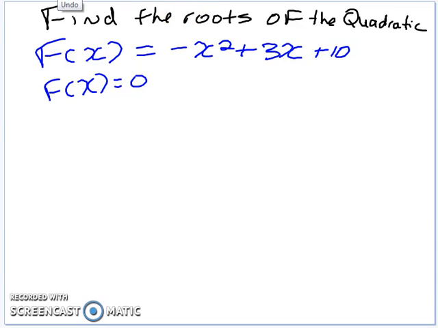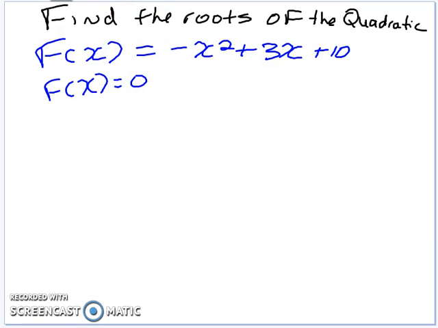Hi class, we're going to find out today how to find the roots of a quadratic. So here I have a quadratic, f of x is equal to negative x squared plus 3x plus 10. And what we're actually going to do is try to find the value of x when f of x, or the function of x, is equal to 0.